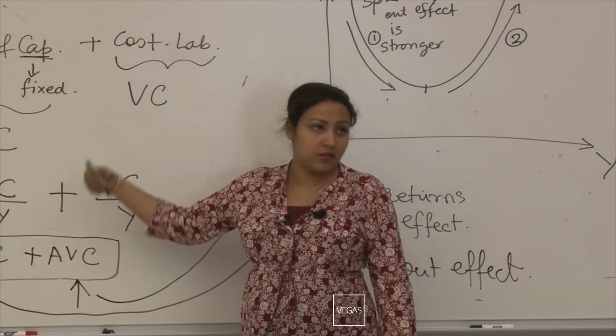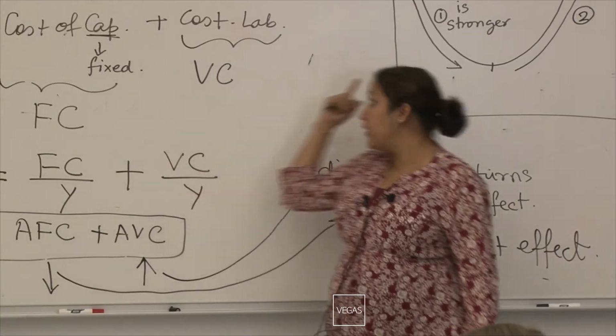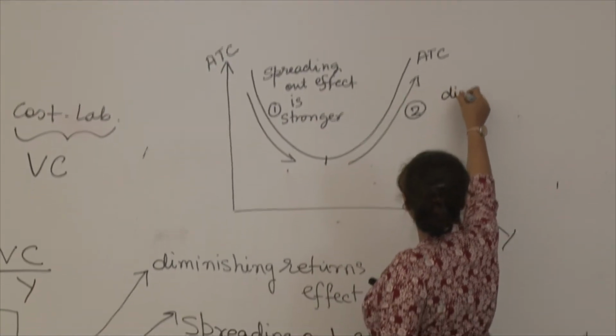And what is that pull of AVC? It's the diminishing returns effect. So there it must be the diminishing returns effect that is stronger.